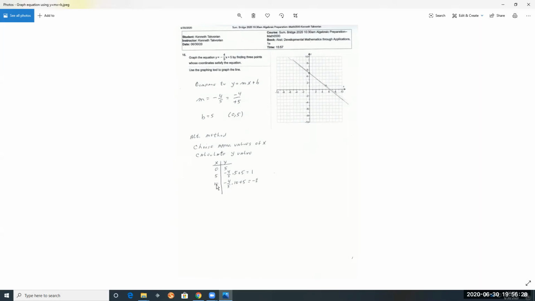Let's plot the last one, x = 10. We go out to 10 and down 3, you see we're on the line. So here are 2 different methods of graphing this equation.